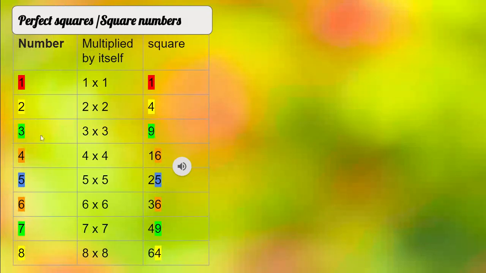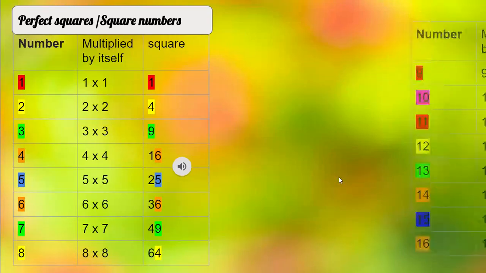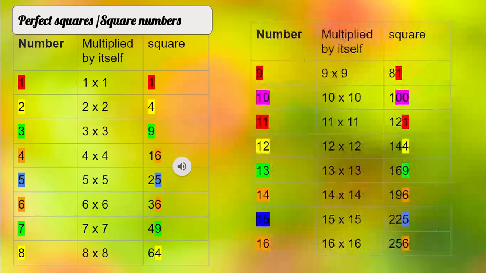Think of any example, like 1. When 1 is multiplied by itself, you get 1 square. So this is a perfect square. 2 multiplied by itself, you get 2 square. The value is 4. So 4 is a perfect square. 3 multiplied by 3, you get 3 square. The value is 9. So 9 is a perfect square. 4 into 4 is 16. So 16 is a perfect square. 10 into 10 is equal to 10 square, that is 100. So 100 is also a perfect square.